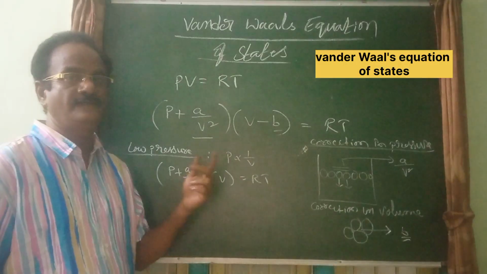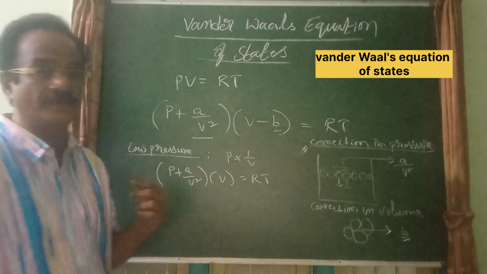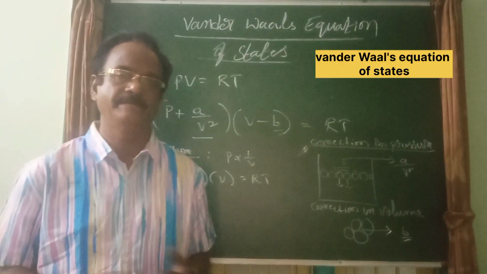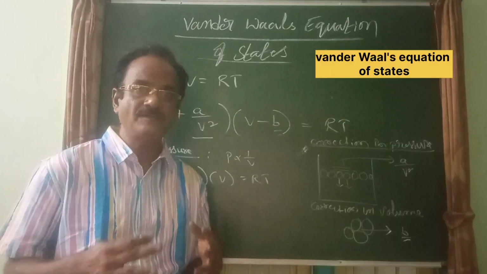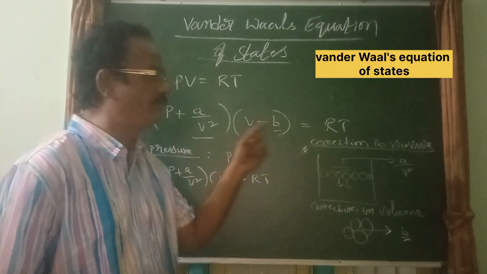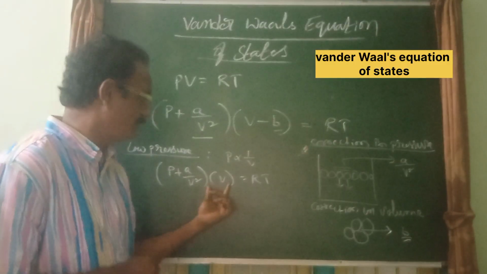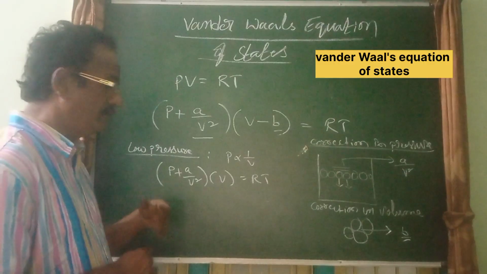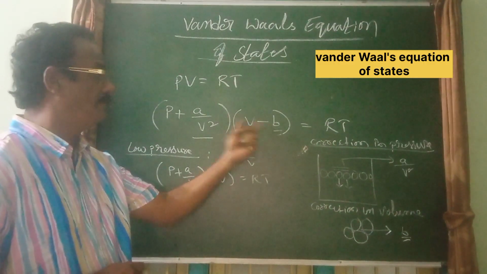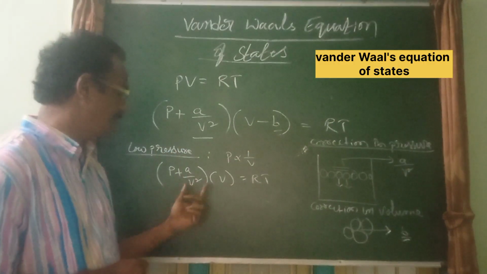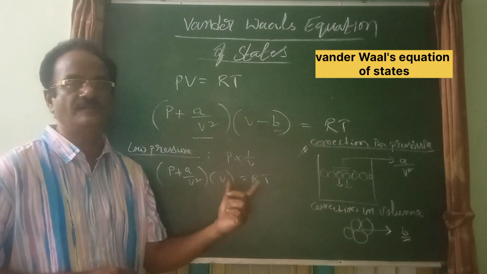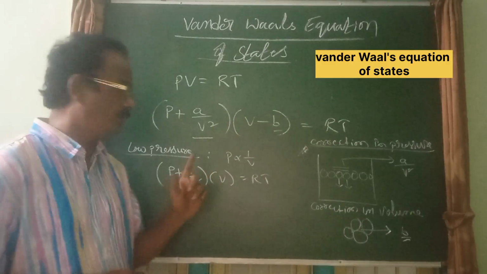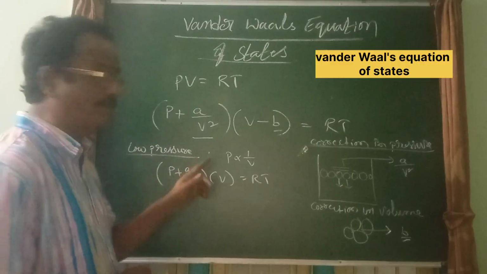By this relation, we can say that at very low pressure the volume is very high. So when compared to that high value, the value of b is negligible. So we can remove b from this. We can write the equation like this: (P + a/V²)V = RT, where it is at low pressure.